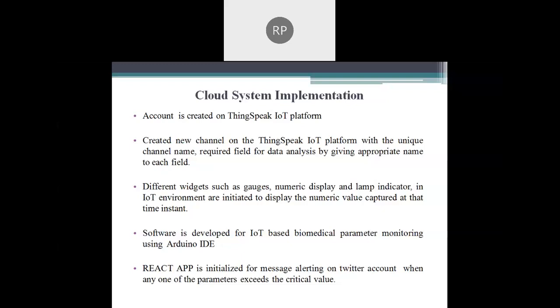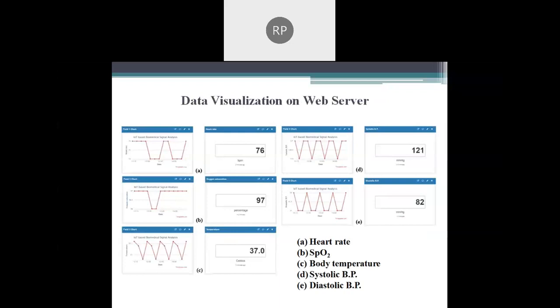Software is developed for the IoT-based biomedical parameter monitoring system using the Arduino IDE. A React app is initialized for message alerting on Twitter. Next slide, madam. Next slide.